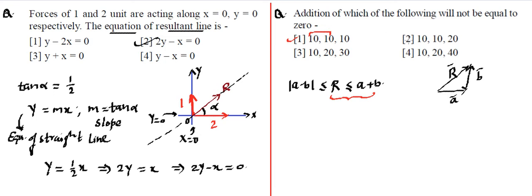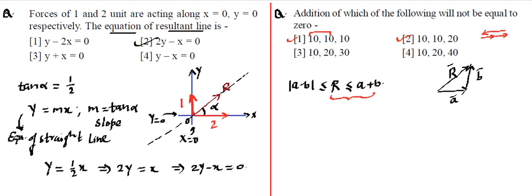Look at the second option, 10 plus 10, which is equal to 20. That means the sum of these two sides is equal to the third side, and if you add them, you'll find the sum of these two is greater than or equal to this. That means it is following the triangle inequality, so they can form a triangle, or we can say their sum can be 0. That means you draw a 10 in this direction, 10 in this direction, 20 in this direction, then you'll find the sum will be 0. So this can also deliver a sum of 0.